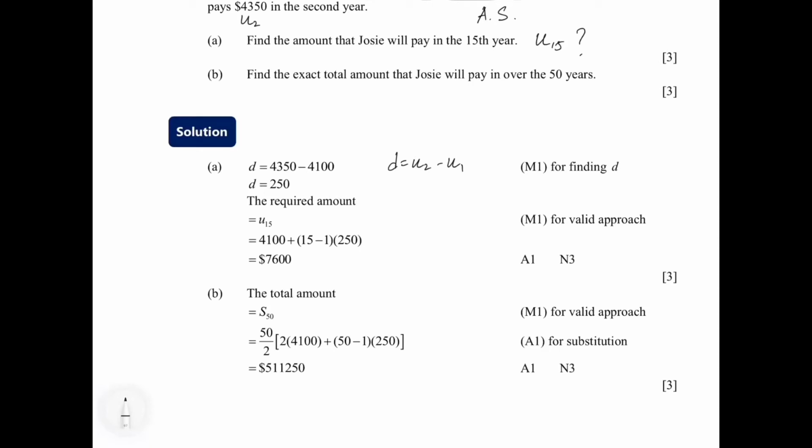And as we know that in order to find the amount that Josie will pay in the 15th year, the 15th term, we have to consider the values of the first term and the corresponding common difference, as we are going to use the general term formula of the arithmetic sequence. Un equals U1 plus the bracket n minus 1 times d, where Un represents the nth term as well as the general term, and n means the ranking of the term. The reason why we use this is that in part A, we are going to find the 15th term, U15.